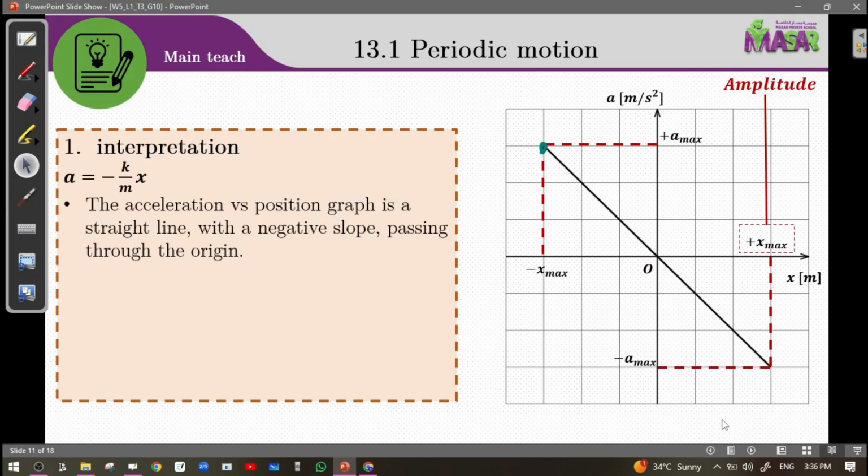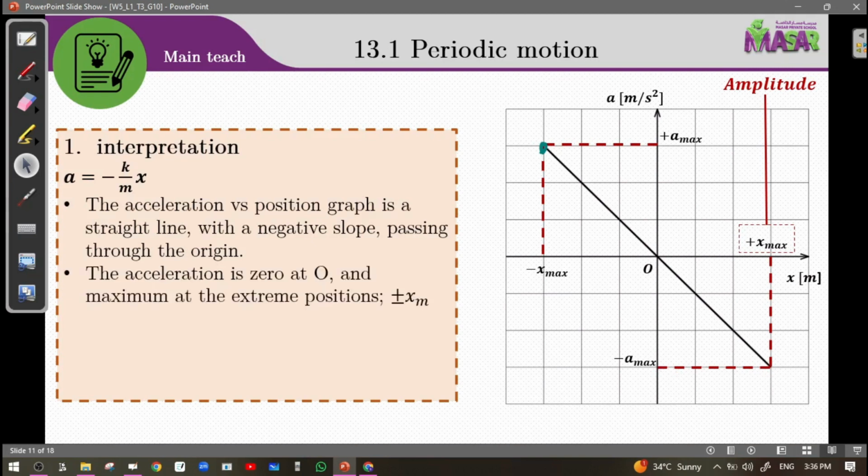Now the acceleration versus position graph is a straight line with a negative slope passing through the origin. The acceleration is 0 at O and maximum at the extreme position, because at O there is no acceleration, since the line is passing through this point 0, 0. The 0 along the x is just the position, this is the equilibrium, and the 0 along the y represents the acceleration.